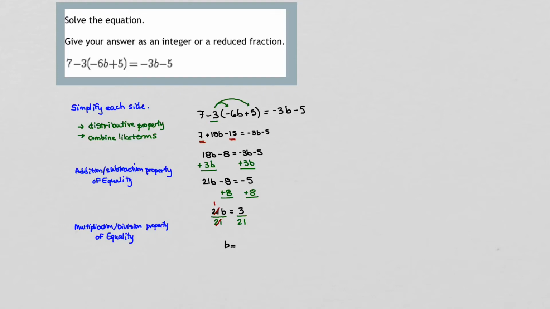On the right side, I have 3 over 21, and I know that that's a fraction, 3 divided by 21, that actually simplifies down to 1 over 7, because 3 divides into 3 and 3 divides into 21. So that means that the solution to this equation is a fraction. It's simply the fraction 1/7.